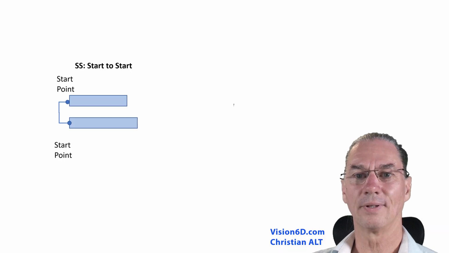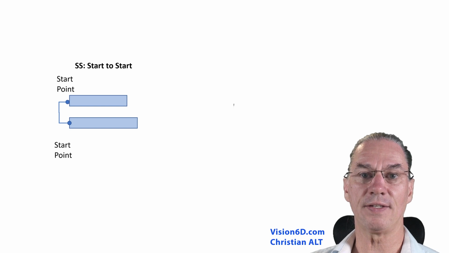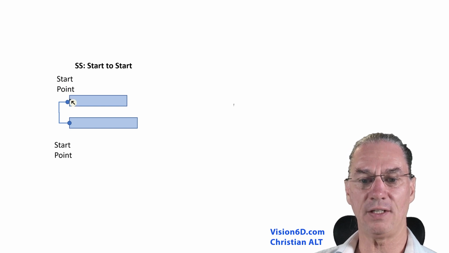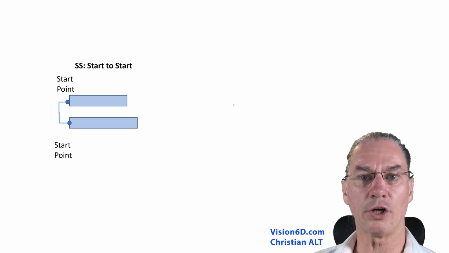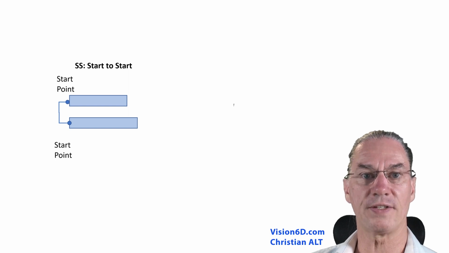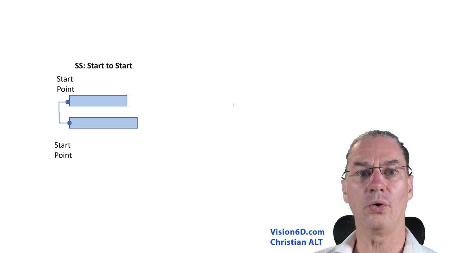Another relationship is the start to start. This says it as it is. The two tasks have to start at the same moment. I see here that I have linked the start point of the first task with the start point of the predecessor, or in the reverse direction, from the second task to the predecessor. Now we'll go into the diagram and look how we do this.